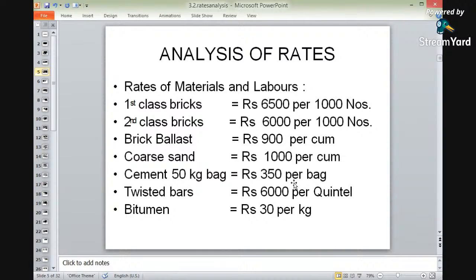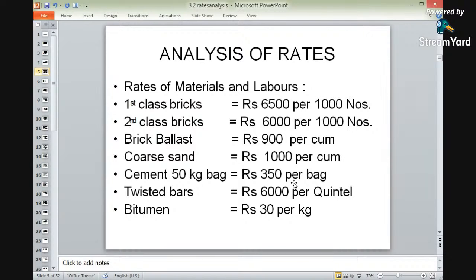And these are the analysis of rates by the various surveys which have been carried out. There may be changes of 50 rupees or 100 rupees, plus or minus 50 to 100 rupees. So the rates of the materials and labors: the first class bricks have been taken per thousand.